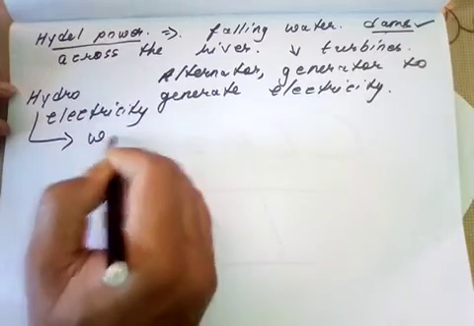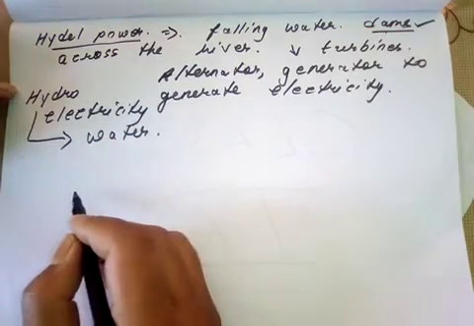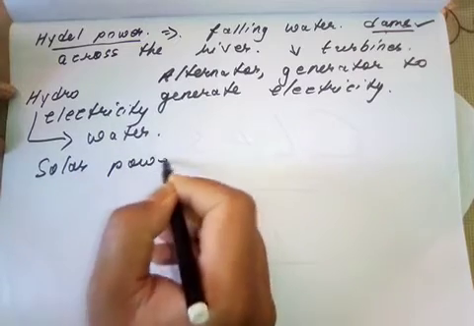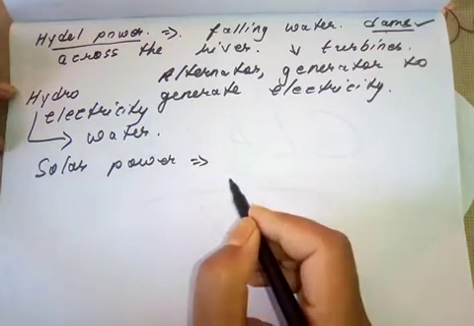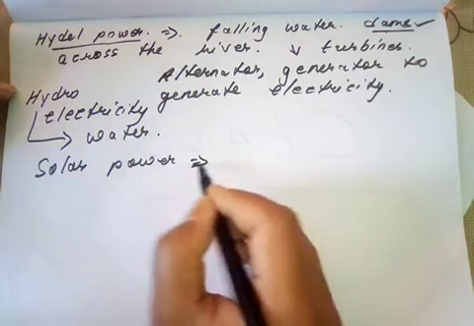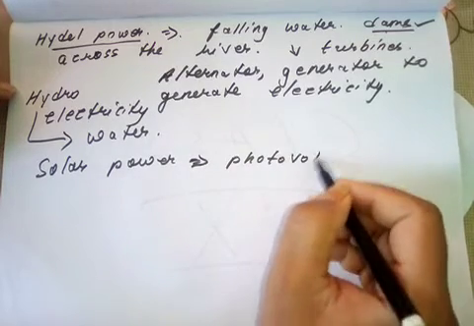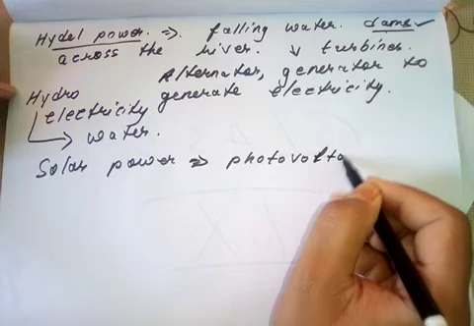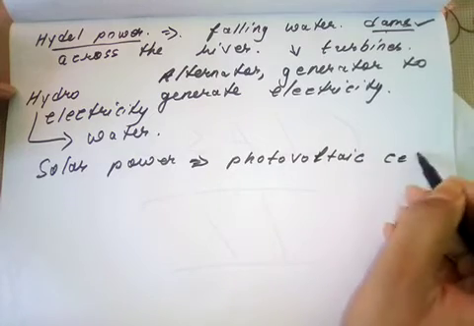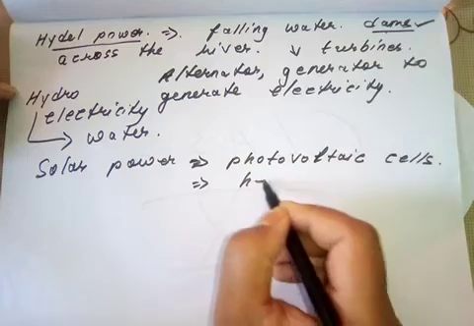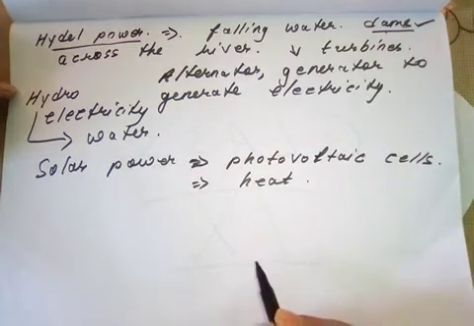Hydro means water. And the next power is solar. Solar power can be harnessed in two ways: by photovoltaic cells and by using the direct heat of the sun.